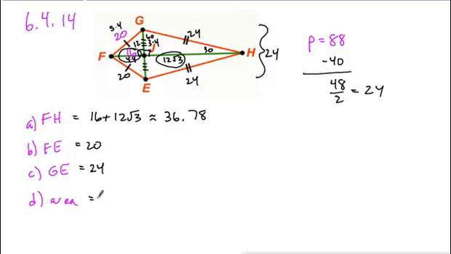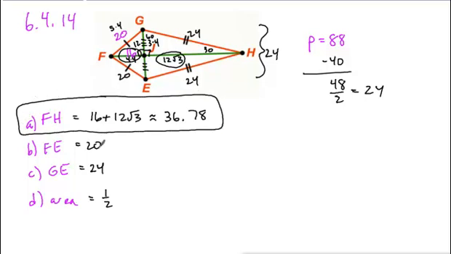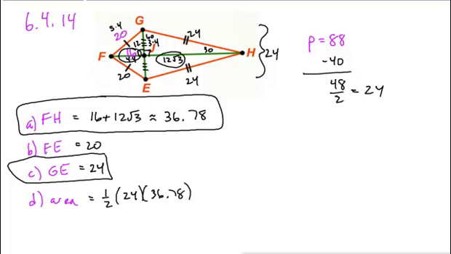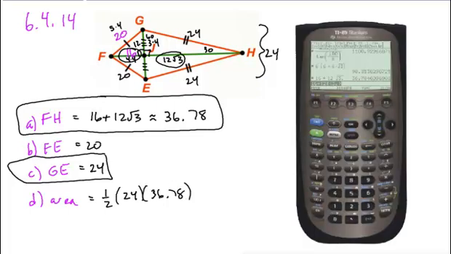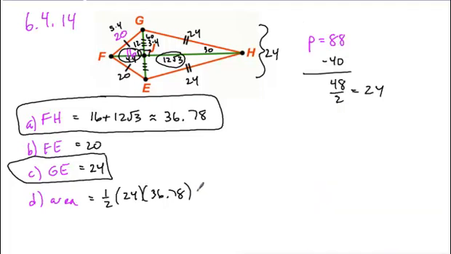Finally, the area. Our area is simply going to be 1/2 the product of our two diagonals. Well, our diagonals are FH and GE. So if I take the product, 1/2 of 24 times this number 36.78. Again, if I go to my calculator, I get 0.5 times 24 times, I'll just highlight this number, and when I get my solution, I get 441.42.